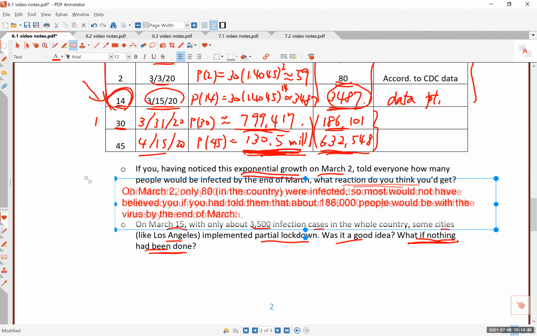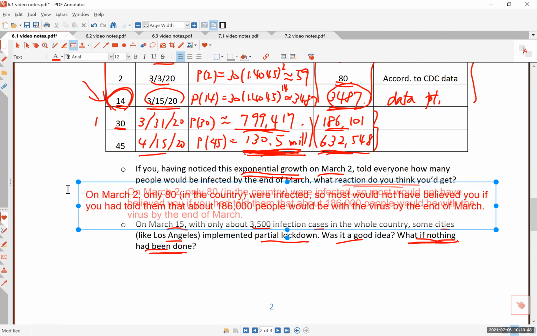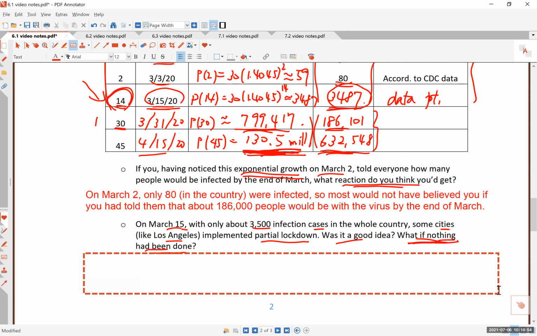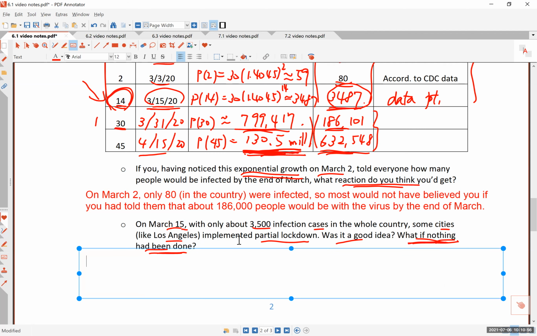You see how serious this is? If the society as a whole understood exponential growth, I think more people would have been a little more careful about what happened. Now on March 15th, again, only about 3,500 infection cases in the whole country. People thought this was just ridiculous that major cities were doing partial lockdown.